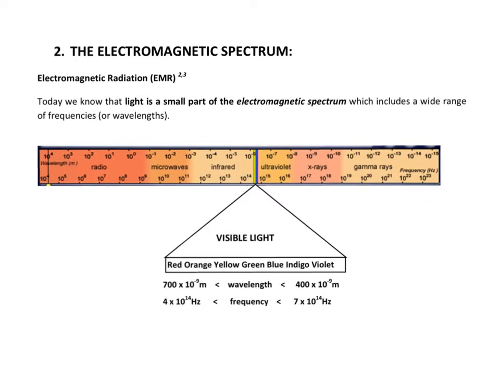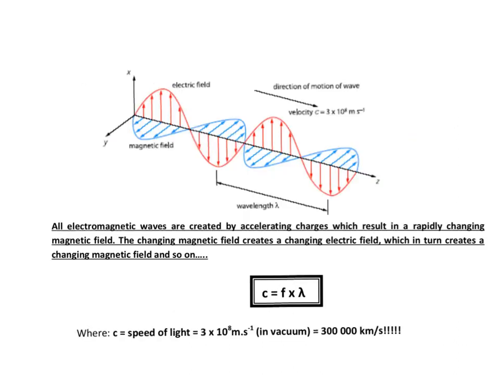Now, this electromagnetic radiation is all formed by accelerating particles. Now, when these particles accelerate, they produce alternating electric and magnetic fields which induce each other. What I mean by that is that as the electric field changes, it creates a magnetic field, and as the magnetic field changes, it creates an electric field. And these inducing electric and magnetic fields are able to propagate electromagnetic radiation through vacuum.